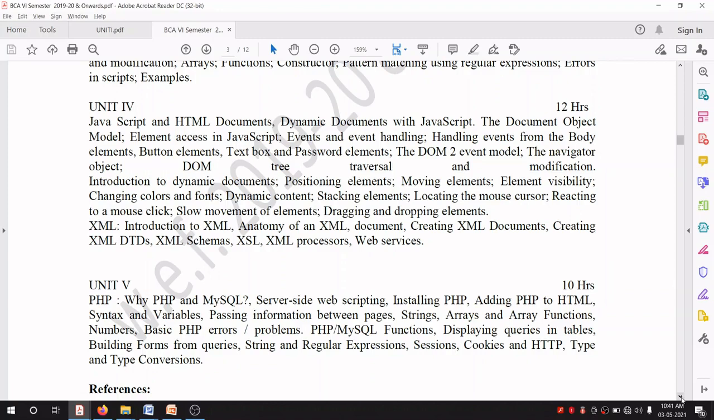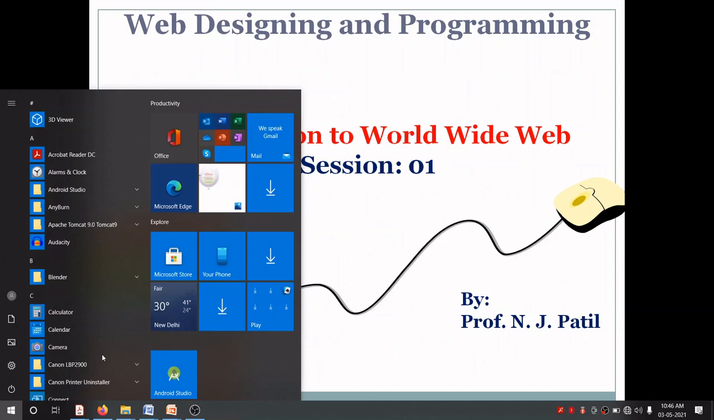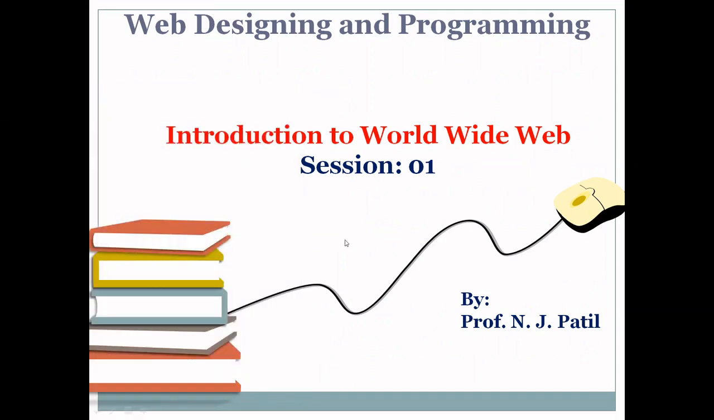So this is the syllabus of web designing and programming, which we will be studying in the subsequent sessions. So let's start with the first unit, that is Introduction to Web Programming. The World Wide Web. Most of us already know the word www, but very few of you know what www exactly means. So let's study what www is.